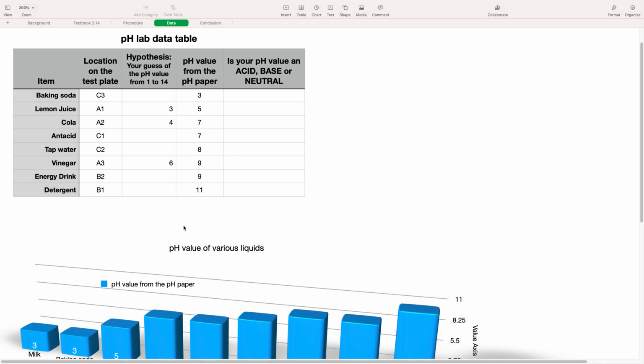Any questions? So you can have 2 lab groups per table, but everyone is doing their own spreadsheet. So there's a setup for 4 people to work together to collect your pHs.